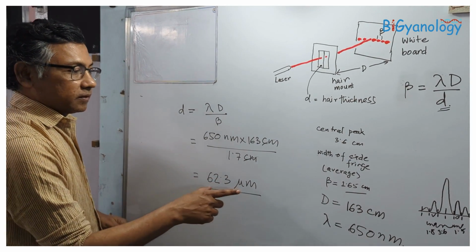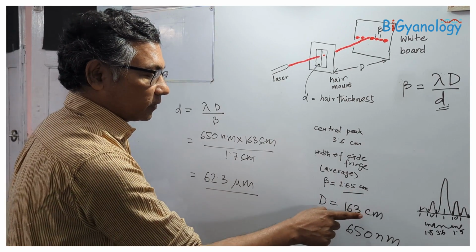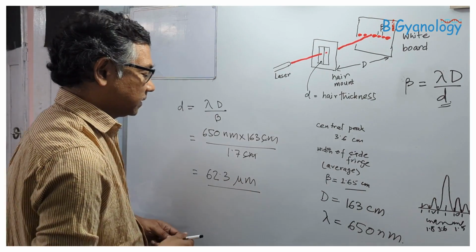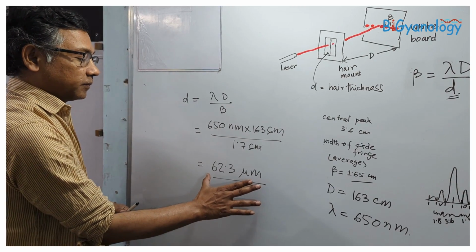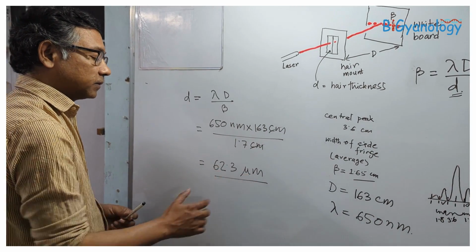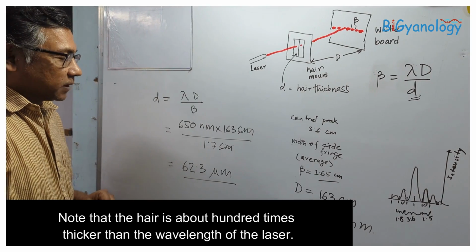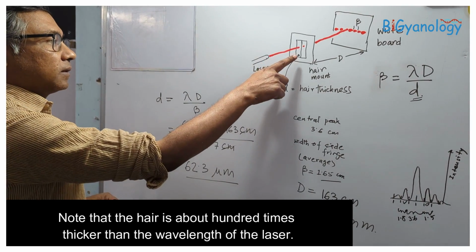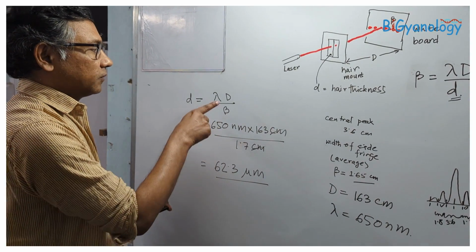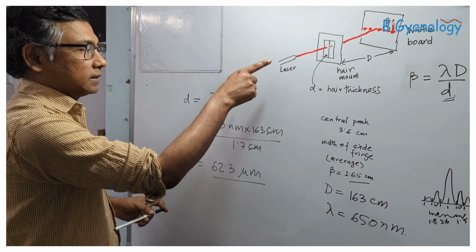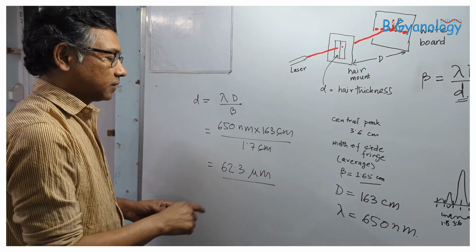There will be some error because the 1.65 centimeter measurement is not very accurate, and the 163 centimeter measurement is also not accurate, but this is about the width of a human hair. It is somewhere between 50 and 80 micrometers. Also, we could do the experiment slightly differently. We could measure the thickness of the human hair with calipers, and then if we shine, say, a green laser, we can find out the wavelength of the laser from this experiment.